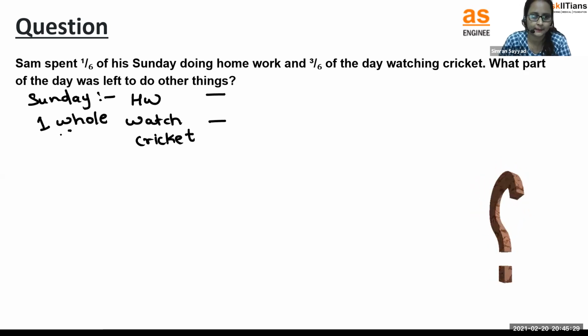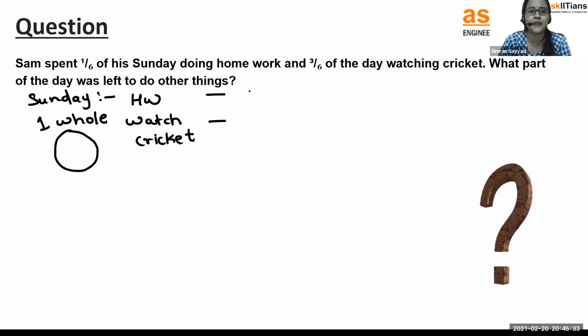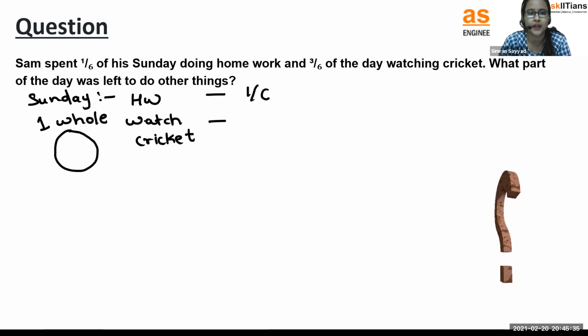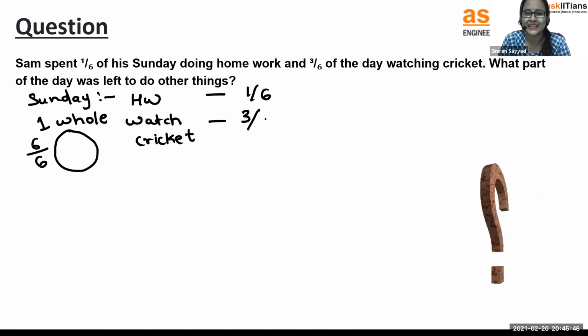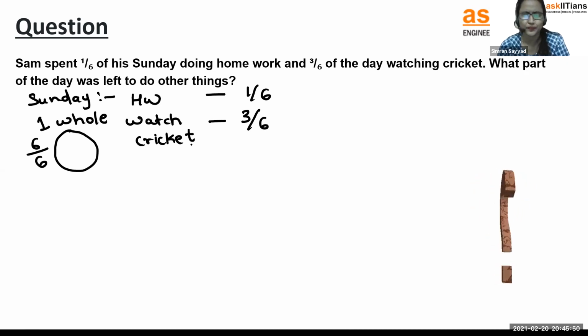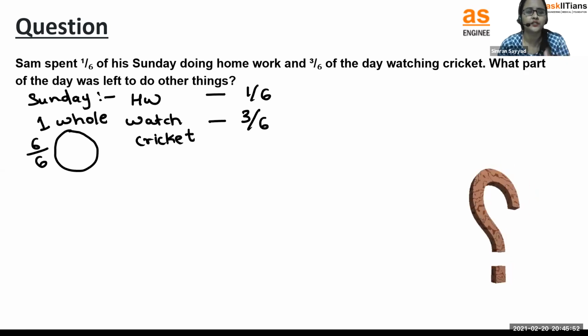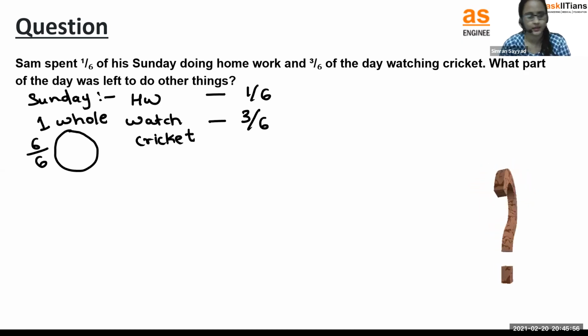Like this is Sunday. And in that, he is doing 1 by 6. The whole part is 6 by 6. Into that 1 by 6 part, he is doing homework. And 3 by 6 part, he is watching the cricket match. What part of the day was left to do other things? Now we have to consider that.